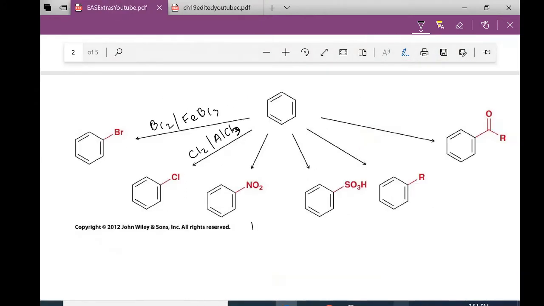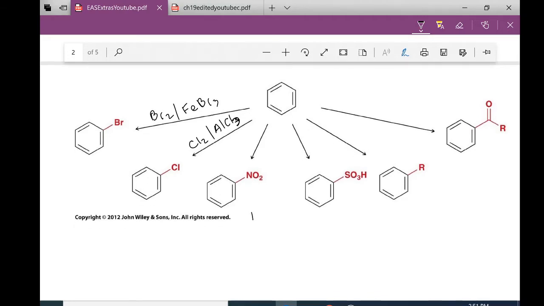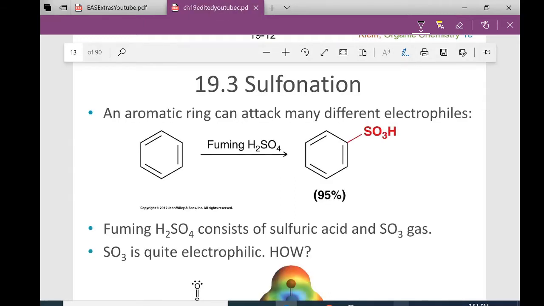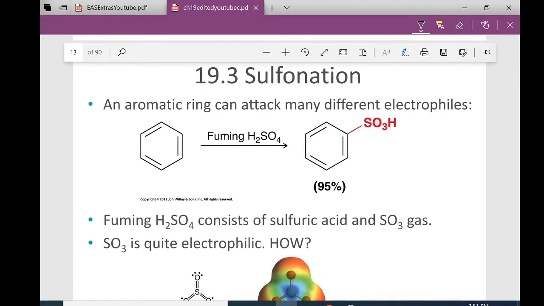So the next reaction we're going to look at is going to be sulfonation. So we can actually put the sulfonyl group on a benzene ring as well. This is the only one of these reactions that we're going to see that is actually reversible. And we're going to use that to our advantage later on in the chapter. So in order to put a sulfonyl group, an SO3H group, on the ring, we're going to use fuming or extremely concentrated sulfuric acid. Okay, so we're replacing a hydrogen with an SO3H.